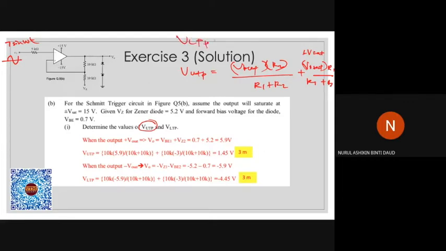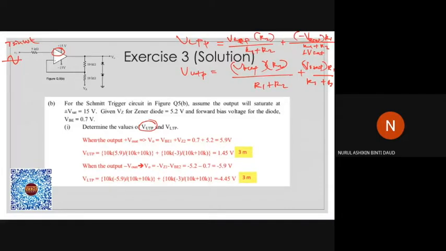For VLTP, it is the same, V reference times R2 over R1 plus R2, but the VO saturation will be minus the output saturation, so that's why there is a minus here, times R1 over R1 plus R2. Be careful, this is when the input signal is at the inverting input. If it is at the non-inverting input, it will be the other way around, the signs will be swapped.